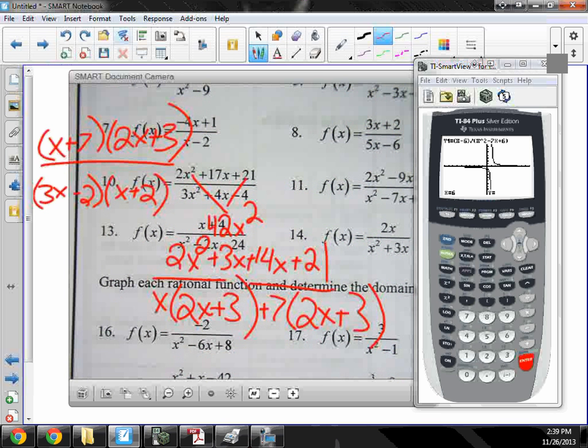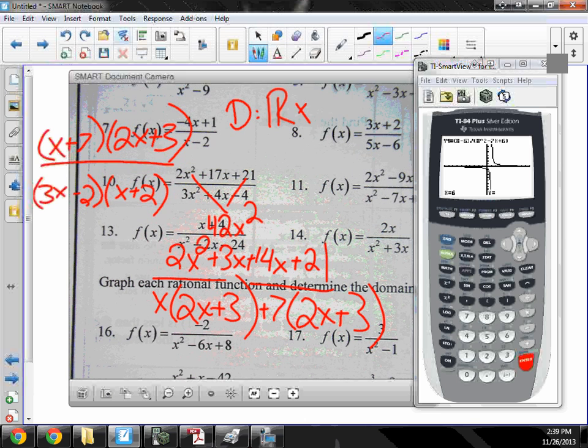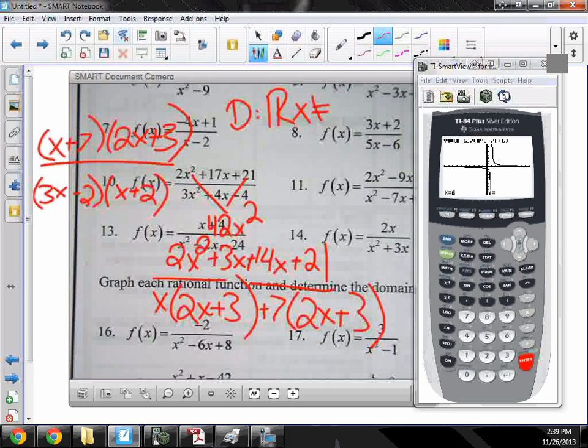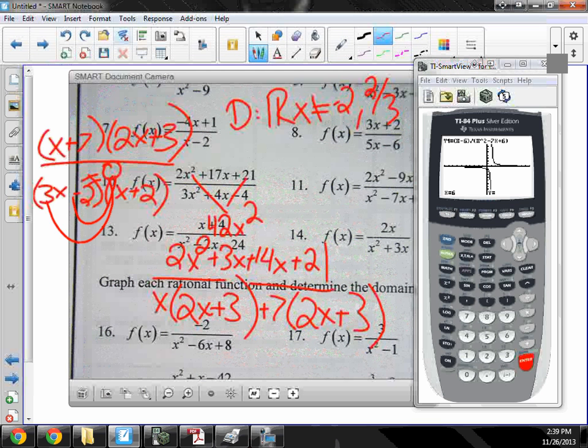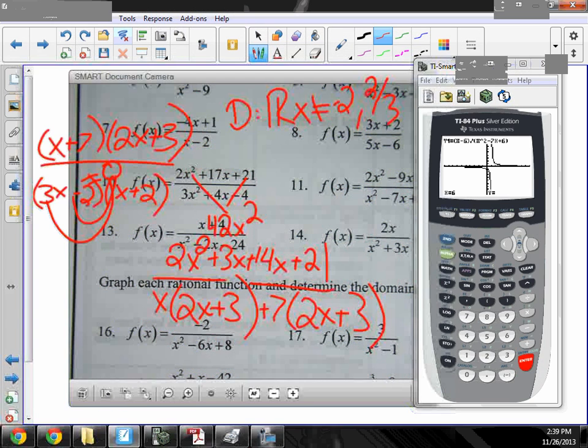Okay, so my domain is all real numbers, but x cannot be negative 2 or 2/3. So if I set the first one equal to 0, I subtract the 2 and I divide by the 3 and I get 2/3. Holes or vertical asymptotes? So those are vertical asymptotes.